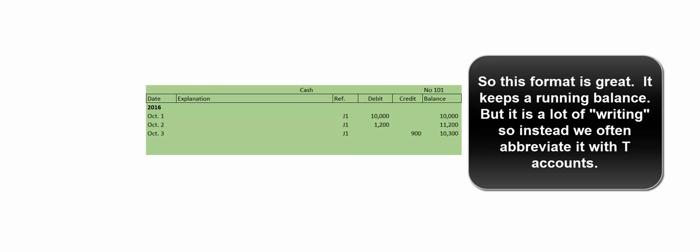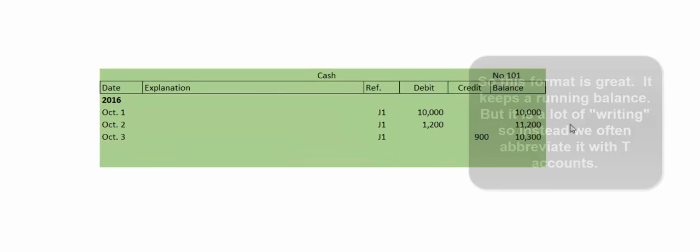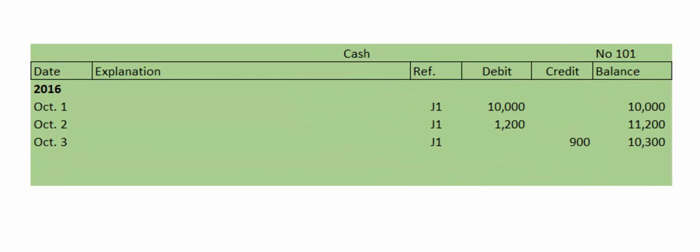That's the beauty of this, is that there's a running balance in that last and final column. But in accounting class and in the real world, you really don't always need to know the running balance. You're just trying to figure out what's happening in a particular transaction, and so you use T accounts as a shorthand way.